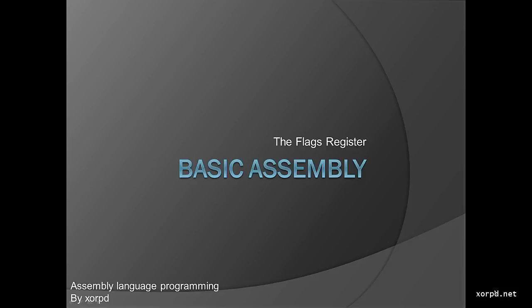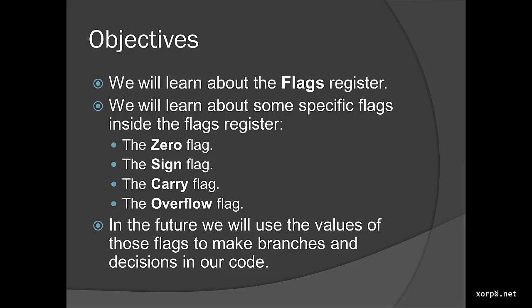Hi, we are still talking about basic assembly here, and today we are going to talk about the flags register. Objectives of this lesson. We will learn about the flags register. We will learn about some specific flags inside the flags register: the zero flag, the sign flag, the carry flag, and the overflow flag. A total of 4 flags, which are really the basics of the flags register.